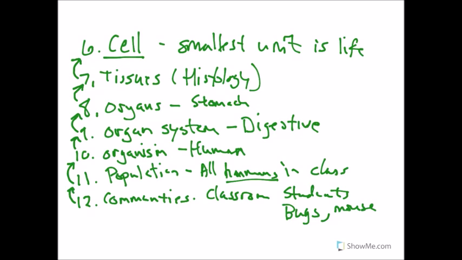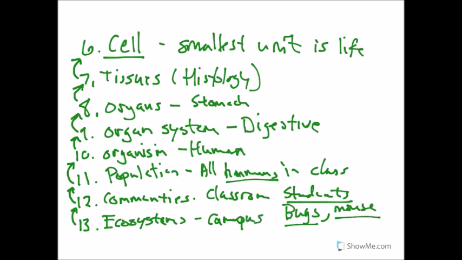The population of bugs in that room, the population of the mouse, the population of the students, and we're all interacting, right? Now, 13, what we can look at is the ecosystems. Ecosystems have to do with communities interacting. Let's think of a college campus as an ecosystem.